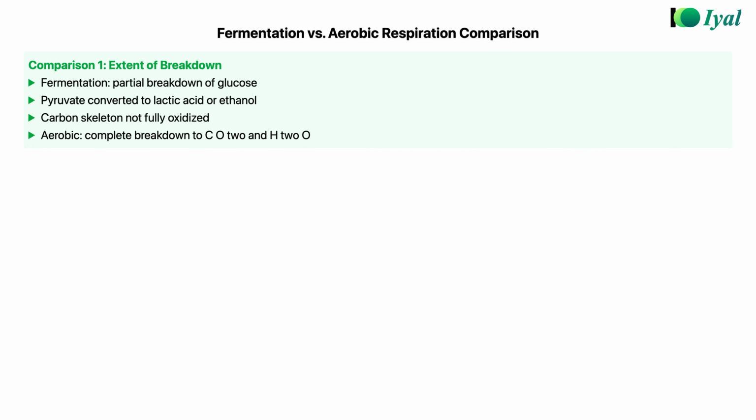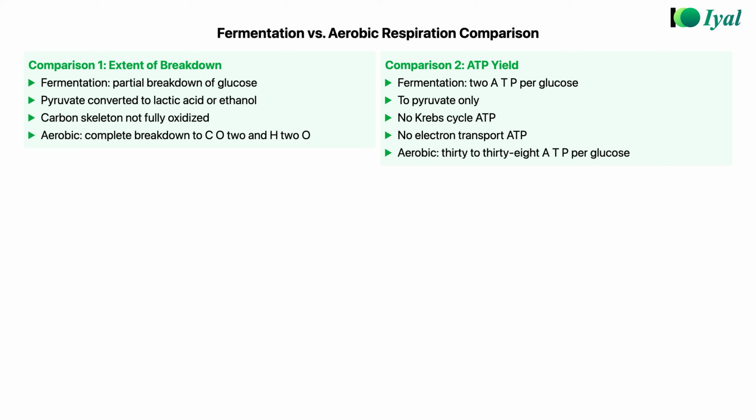Okay, let us compare these two processes. First point, breakdown extent. In fermentation, glucose goes to pyruvate, then stops. Pyruvate becomes lactic acid or ethanol. Only partial oxidation. Carbons are not completely broken down. In aerobic respiration, glucose goes all the way. Every carbon becomes carbon dioxide. Every hydrogen becomes water. Complete oxidation. Big difference in completeness.